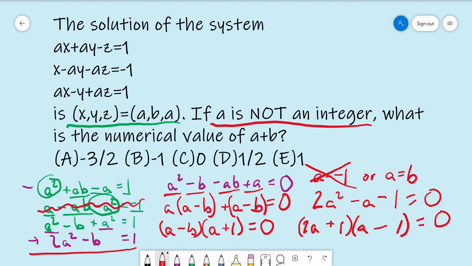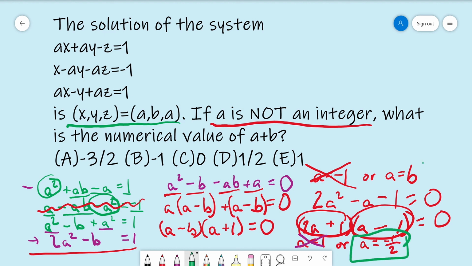So from this, we know that either a equals positive 1 or a equals negative 1/2. Well, we know that a cannot equal 1 because the problem tells us that a is not an integer. So that means that a equals negative 1/2. And we also know that a equals b, so b also equals negative 1/2. Therefore, a plus b is equal to negative 1/2 and negative 1/2, which is just negative 1. So our answer is B.